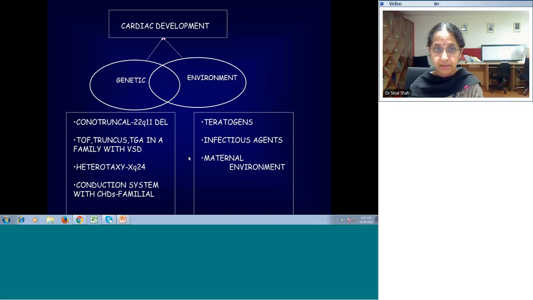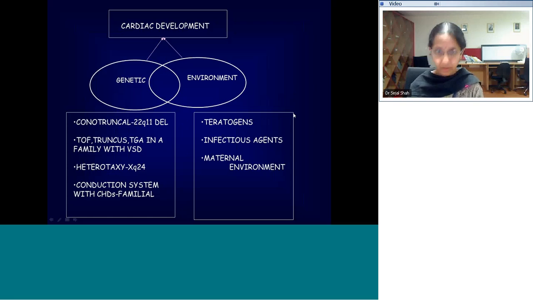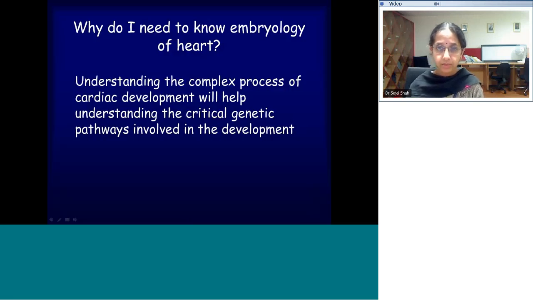Hence it's important for us to understand the embryology of the heart, because whatever happens in terms of changes in the genetic pathway will be affecting the process of cardiac development, and hence it's important for all of us to know the embryology of the heart.